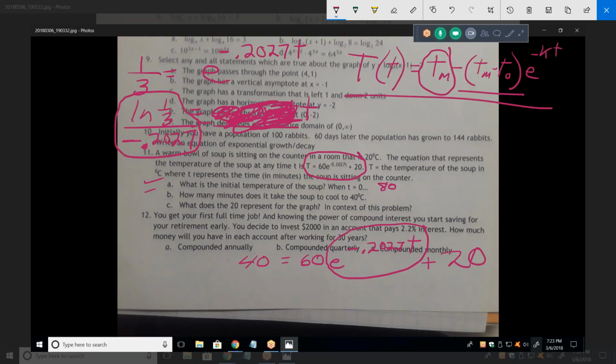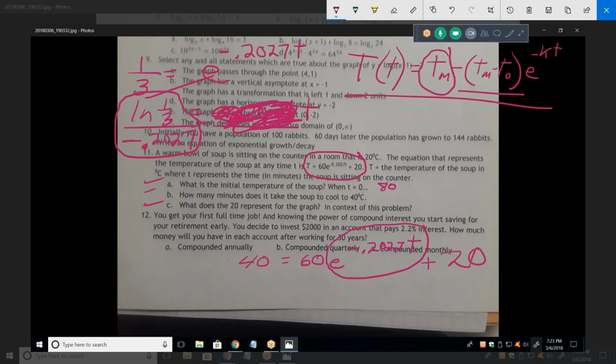Now, if he says to the nearest minute, then I would want to convert that. Yeah, he says, how many minutes does it take the soup to cool to that? I still like this answer better. That can always be converted to a number of minutes. But that's a precise answer that we can always go from there.